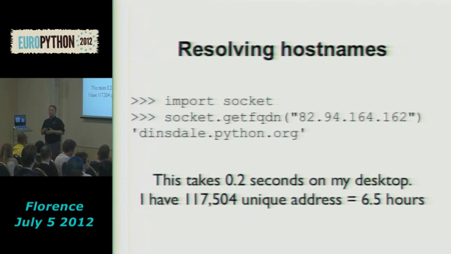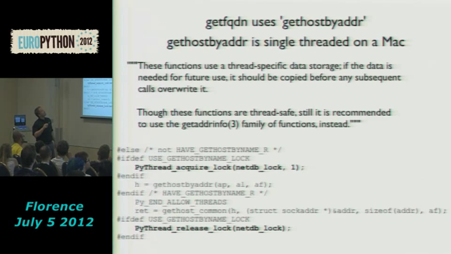So I can run a lot of processes, except I have a Mac. And it turned out that getfqdn uses gethostbyaddr, and as far as I can tell on a Mac, that's single-threaded. I am not a network person. I use Python because it takes care of the stuff for me. I think this is the code where it says acquire a lock and then release the lock after it's done the lookup. If there's anybody here who wants to figure out why a Mac is single-threaded, because the documentation says it's thread safe, please go ahead and do it. But I couldn't do that.